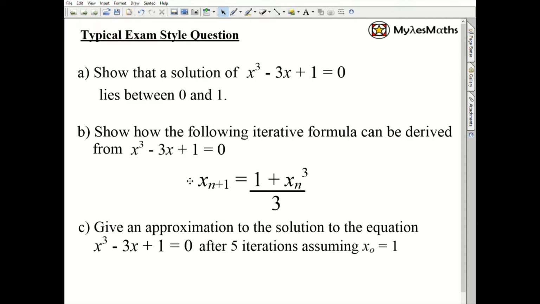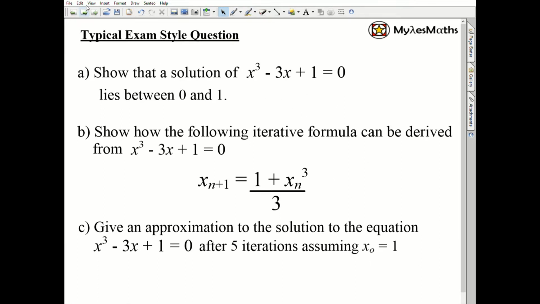Now, they won't ask you at GCSE to just come up with an iterative formula. They'll give you it, and they'll ask you to show how it could be derived. So it's all about your method of doing it, showing all your working out. And then we're going to generate an approximate solution to the equation after 5 iterations, assuming that x0 equals 1.